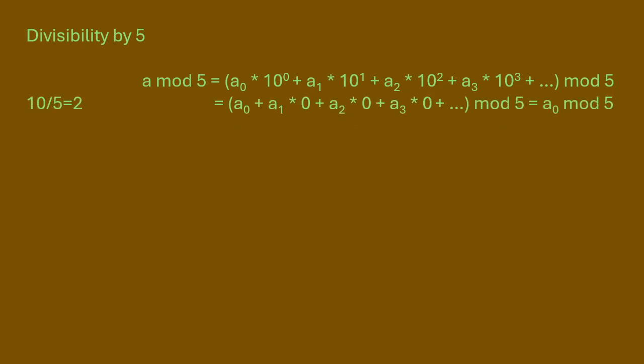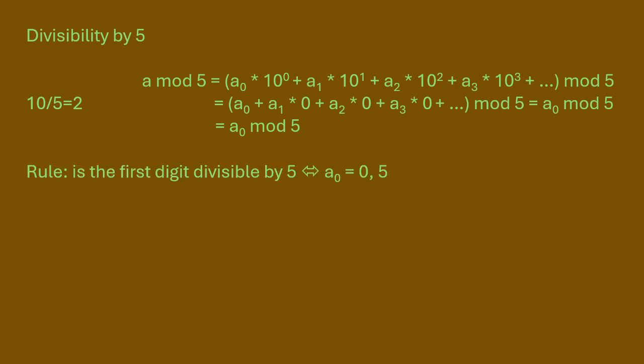For divisibility by 5, we start at the same spot. We note that 10 is divisible by 5. From there, we can just replace all 10s with zeros. Then we are left with just our ones digit. So for our rule, we check to see if the last digit is divisible by 5, which is equivalent to saying the last digit is a 0 or a 5. For example, for our number 1,230,975, since the last digit is a 5, 1,230,975 is divisible by 5.